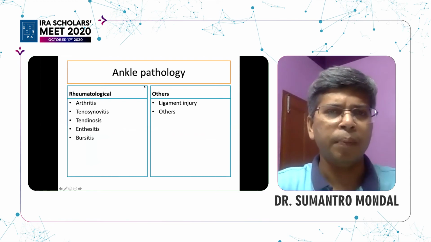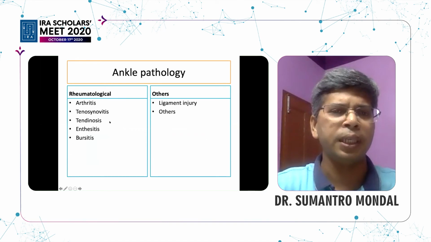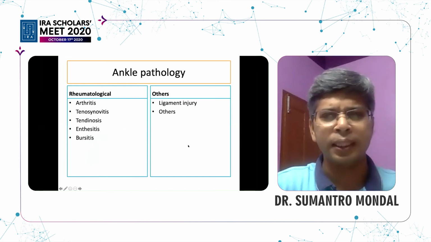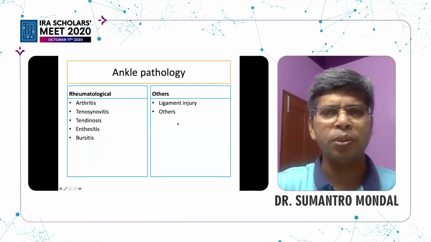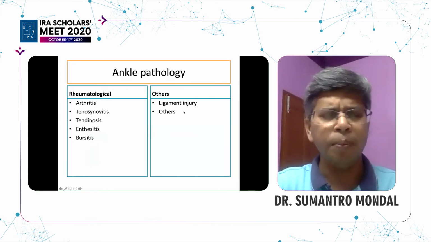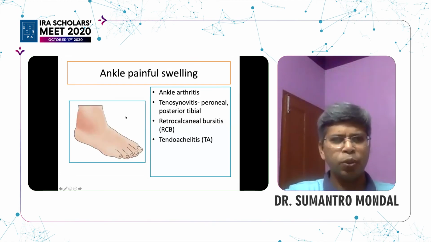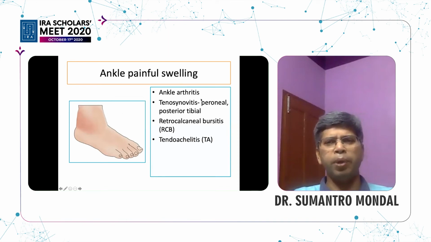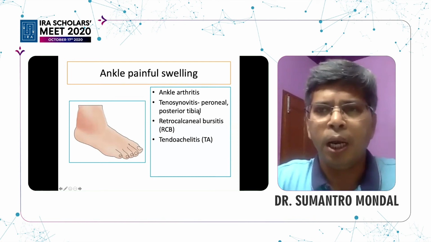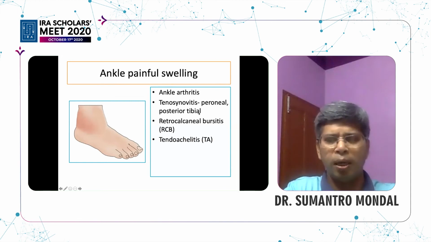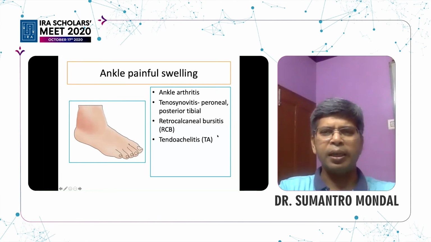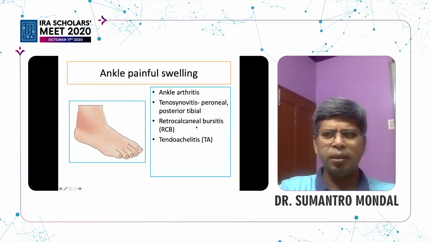These are the pathologies that we look for in ultrasonography: arthritis, tenosynovitis, tendinosis, enthesitis, bursitis. Others like ligamental injuries we do not see; basically, they are seen by the orthopedic surgeons. And this is a patient who presented with ankle swelling. This ankle swelling can be because of ankle arthritis, can be because of tenosynovitis involving the medial or lateral tendons. There can be retrocalcaneal bursitis or tendoachilles involvement.